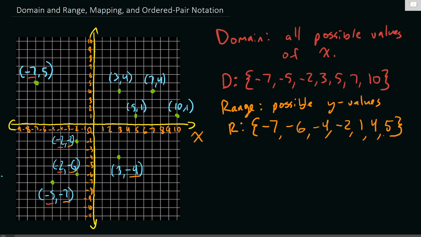Okay, so those are the only values that are allowed. You can't have 0 for our domain or our range. It's just there's no point on our y-axis and there's no point on our x-axis. So that just doesn't exist.